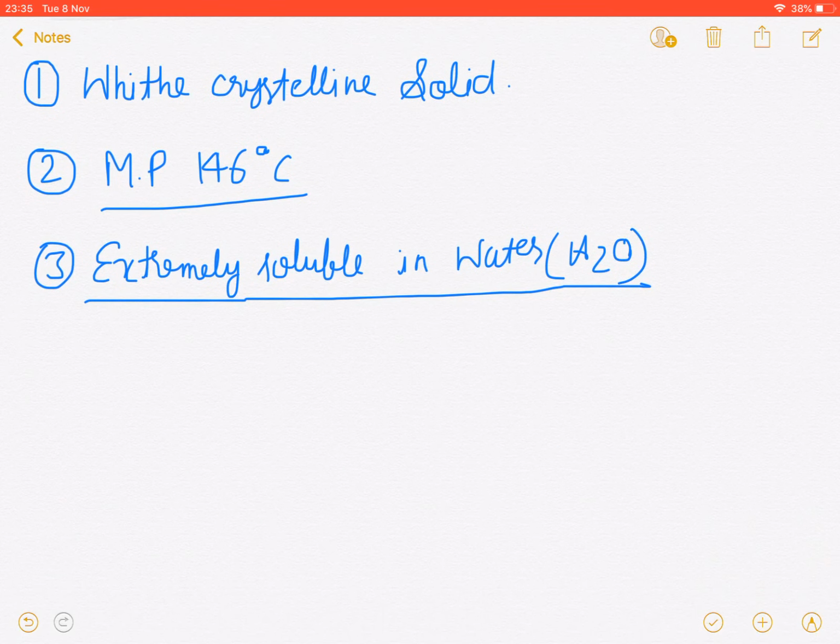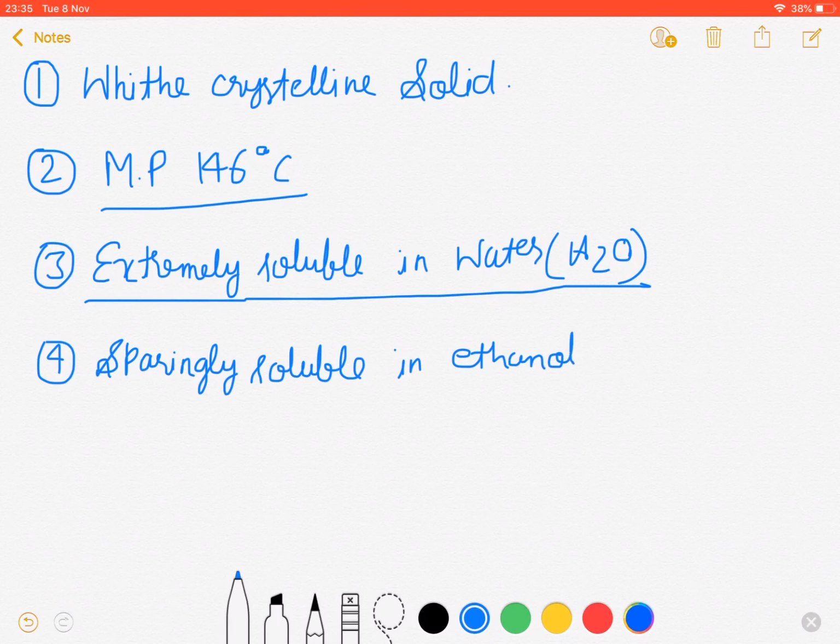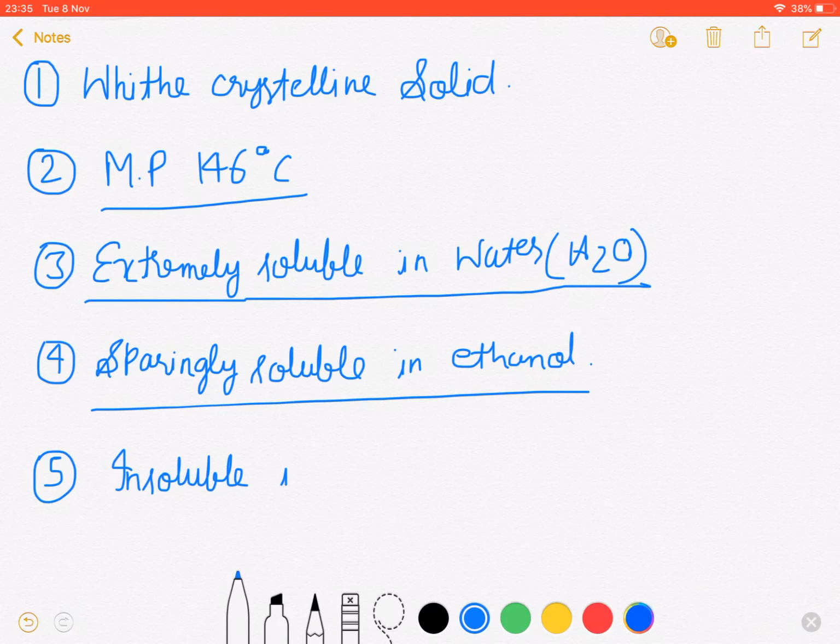Number four is that it is sparingly soluble in ethanol. That means it definitely dissolves inside the ethanol, but not that fast, or not to the extent to which it dissolves inside the water. So you have to remember that. And number five is that it is insoluble in ether. It's definitely not going to dissolve in ether.